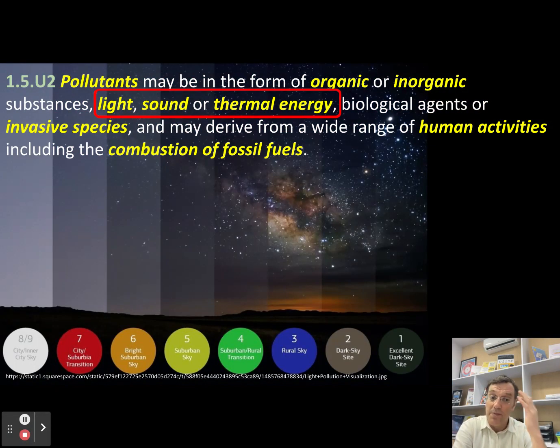And pollution may also take the form of excess energy in the ecosystem. That can be light pollution, as you see in this image, where over here on the left is what the night sky looks like inside a city, and over here on the right side is what it looks like in the middle of the ocean or deep in the African savanna, where you're far from large human settlements.